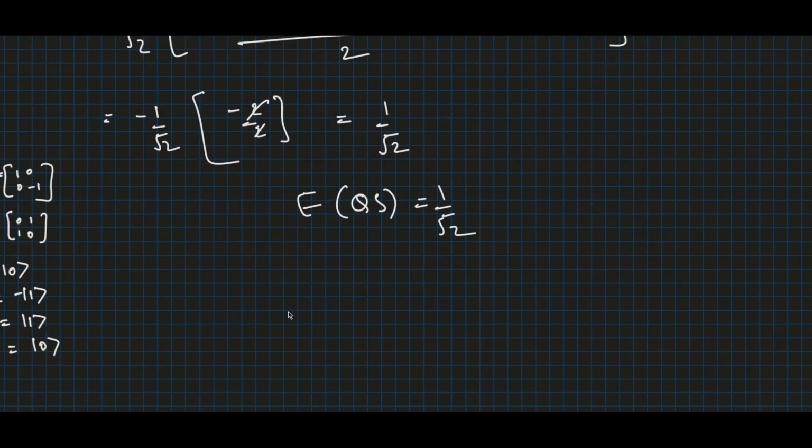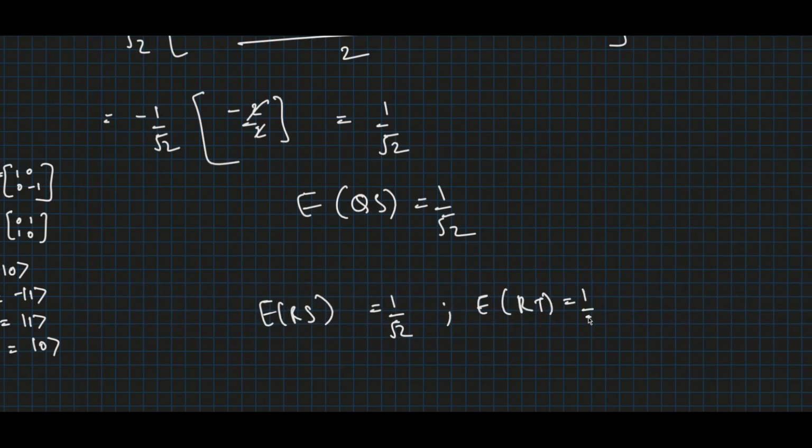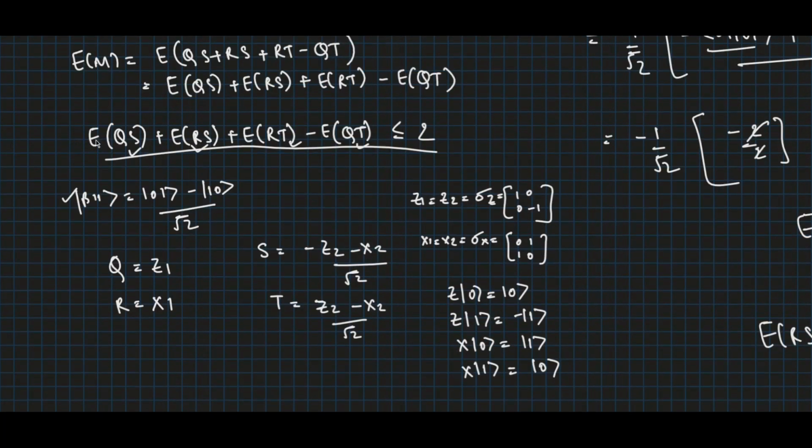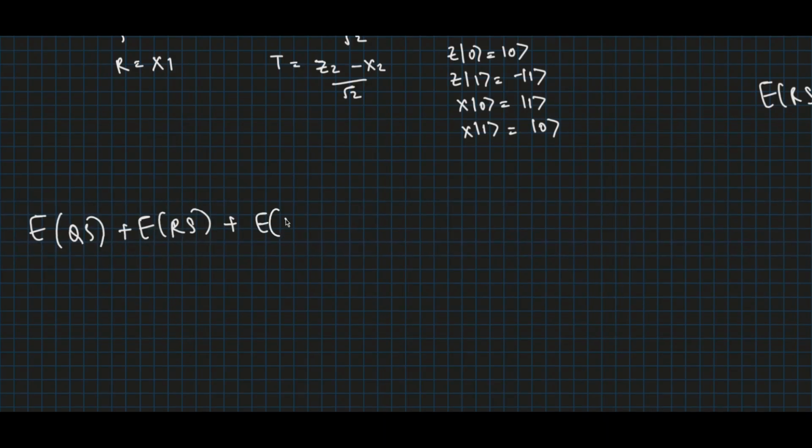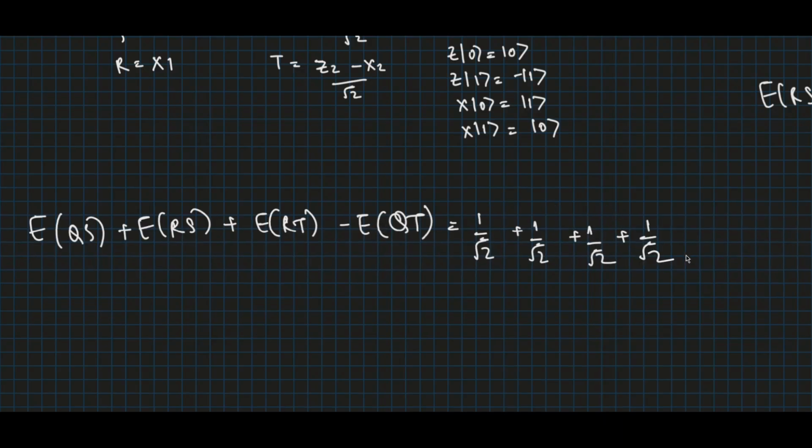So similarly, we can calculate the expectation value of RS, which would also be 1/√2, expectation value of RT, which would be 1/√2, and expectation value of QT, which would be −1/√2. So based on this, we can write the expectation values for this equation such that E of QS plus E of RS plus E of RT minus E of QT would be equal to 1/√2 plus 1/√2 plus 1/√2, and minus minus would be plus 1/√2, which would be 4/√2, which gives us 2√2.